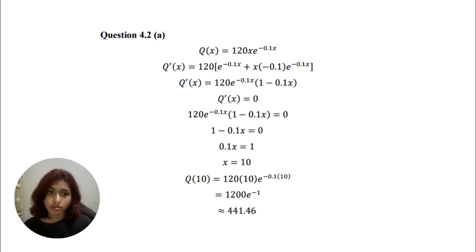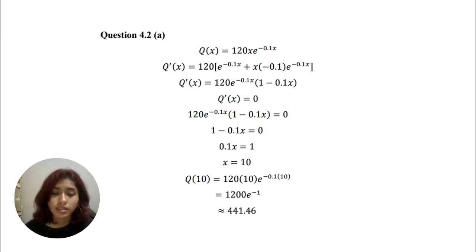Next, we have to find the maximum point. So we let the derivative equal 0, which is 120e to the power of negative 0.1x times (1 minus 0.1x) equals 0. Since the exponential function cannot equal 0, we solve 1 minus 0.1x equals 0, then 0.1x equals 1, and lastly x equals 10.